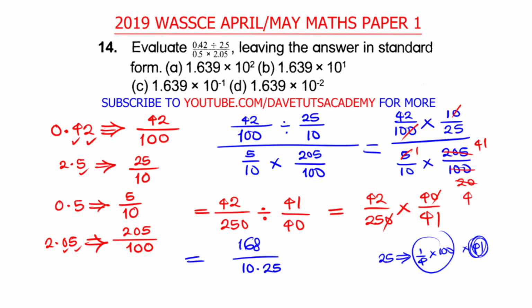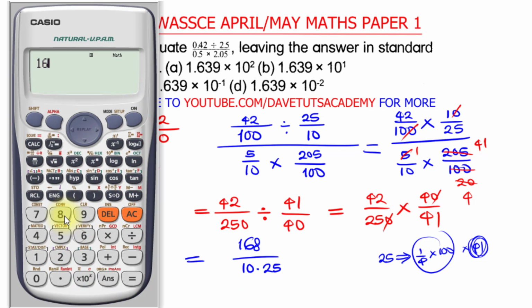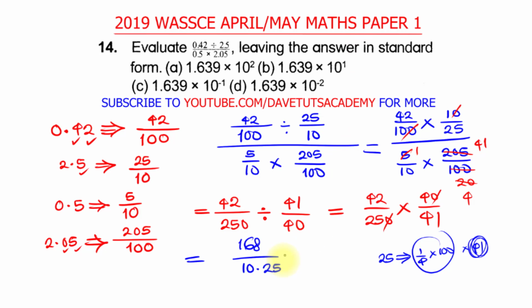And this is what we need to input into our calculator now. 168 divided by 10.25. You see, this is just the same as 672 over 41. This is 16.39024, okay, 16.39024. So I can just take this off.